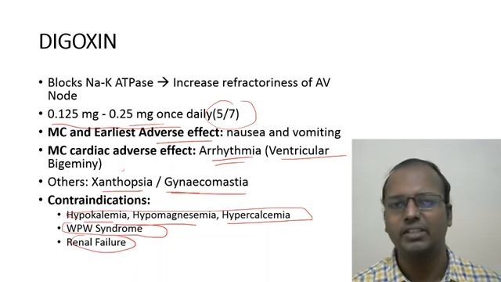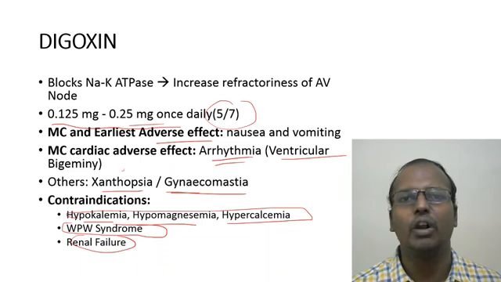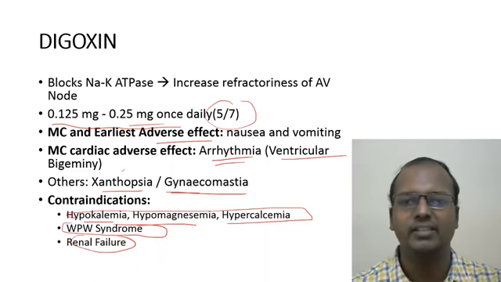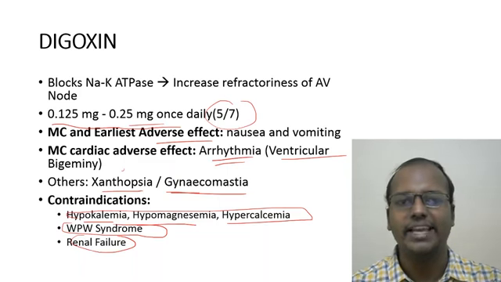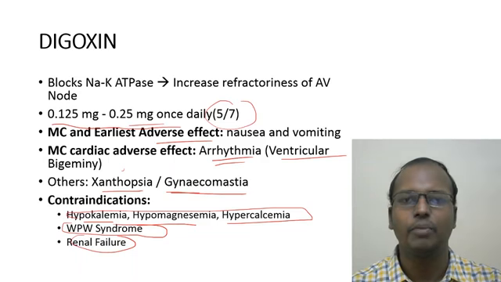In WPW syndrome, there will be an aberrant pathway which connects the atrium and the ventricle. So if you block the AV node, then the conduction will go along the aberrant pathway, which will trigger malignant ventricular arrhythmias and can cause death also. That is the danger with digoxin in a patient with WPW syndrome. It is Wolff-Parkinson-White syndrome. There will be a short PR interval and a delta wave in the ECG. These are the findings which can suggest Wolff-Parkinson-White syndrome.